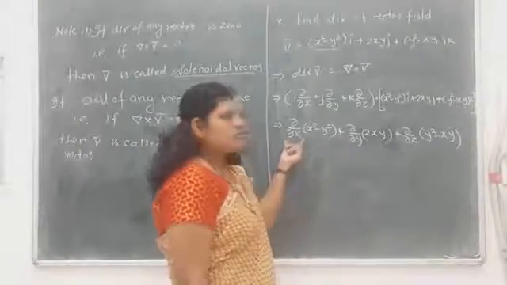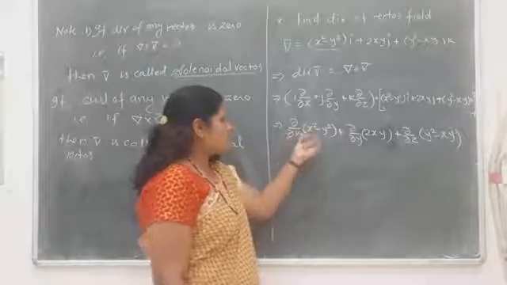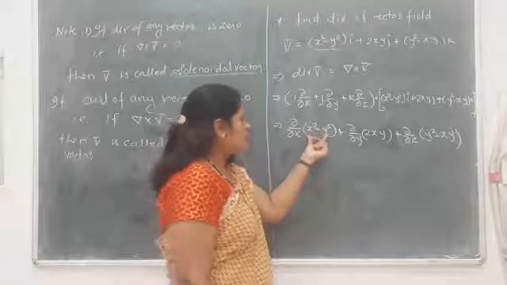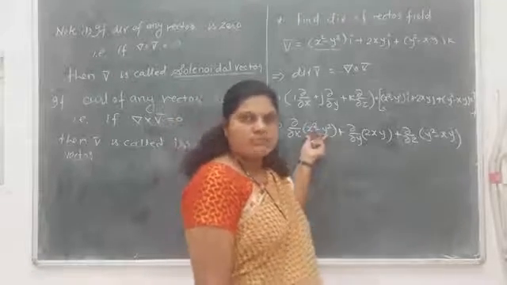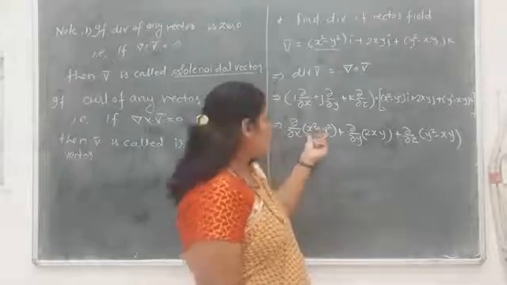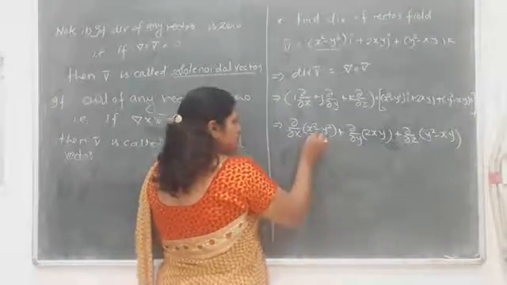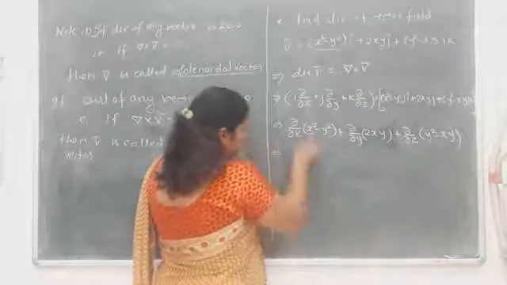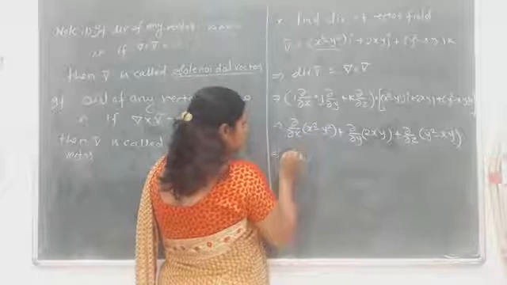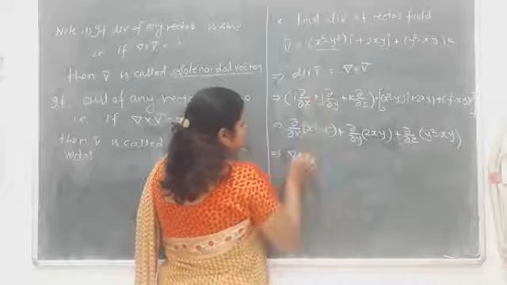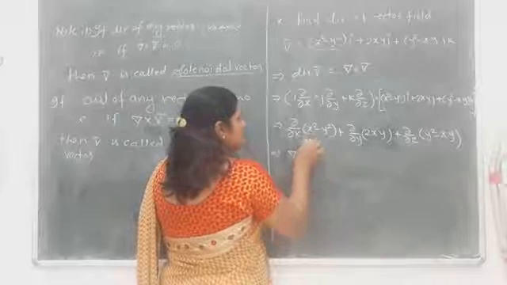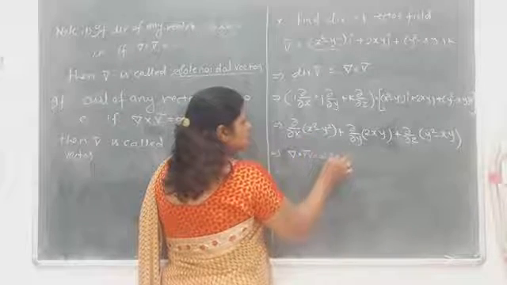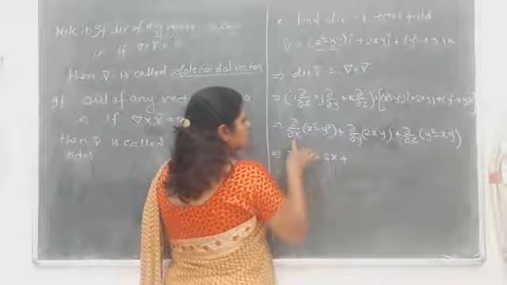Now del by del x denotes the partial derivative with respect to x. It means we have to differentiate this term partially with respect to x. Now when we differentiate with respect to x, the y term is constant. So simply we have to take the derivative of x square. So the derivative of x square is 2x, because the derivative of y square with respect to x is 0. We write the LHS, that is del dot v bar is equal to 2x.